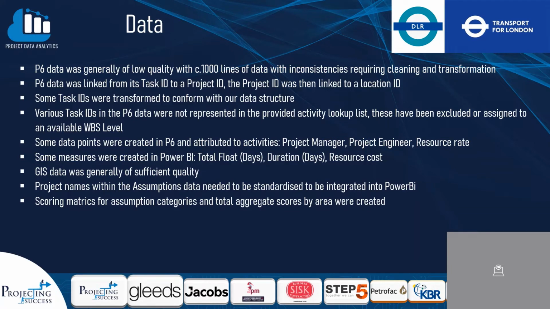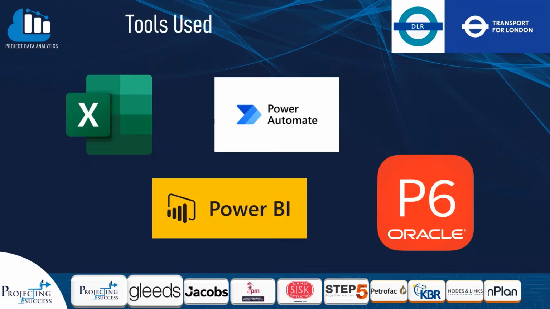We were also able to attribute activities such as project managers, project engineers, and resource rates to provide a realistic and real-life scenario. Measures such as total float, duration, and resource costs were also attributed, and GIS data was generally sufficient and of good quality, allowing us to provide a dynamic and interactive visual. To create the dashboards, we used a variety of tools. These tools included Microsoft Excel, Power Automate, Power BI, as well as the P6 original dataset from TfL.